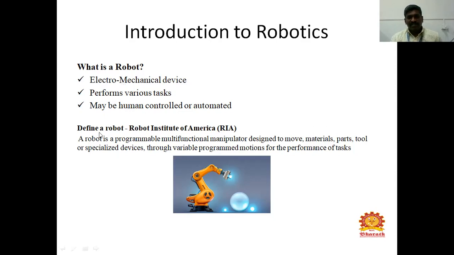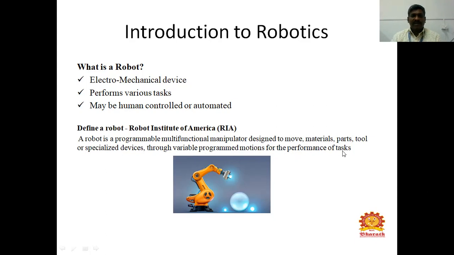So, the definition of a robot. There are a lot of definitions for the robot, but the Robot Institute of America, RIA, has given a standard definition. This is a universally accepted definition, so we go with this one. A robot is a programmable multifunctional manipulator designed to move material, parts, tools or specialized devices through variable programmed motions for the performance of a task.